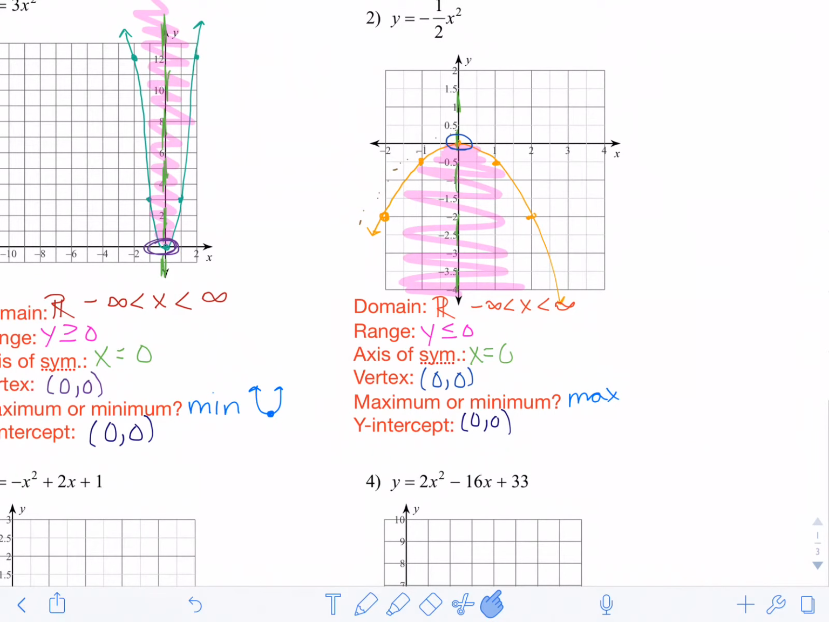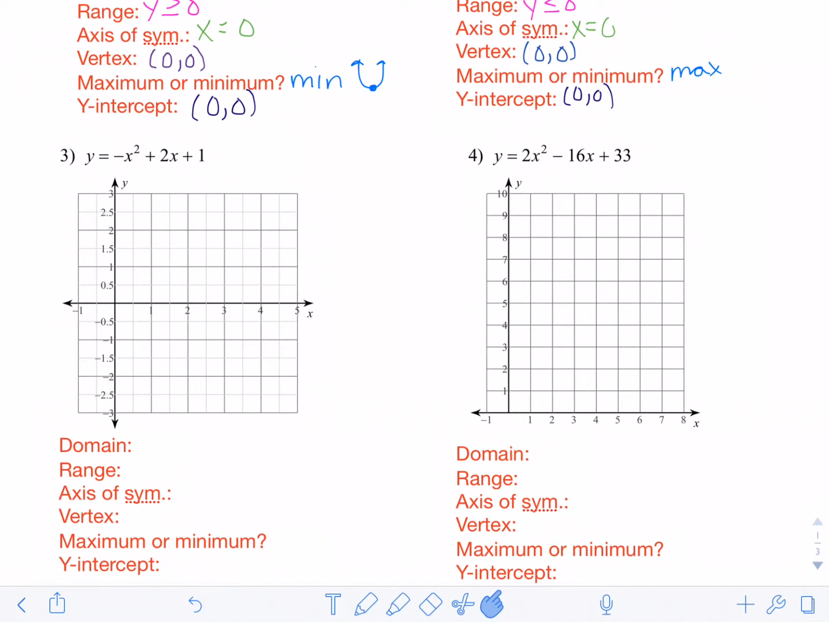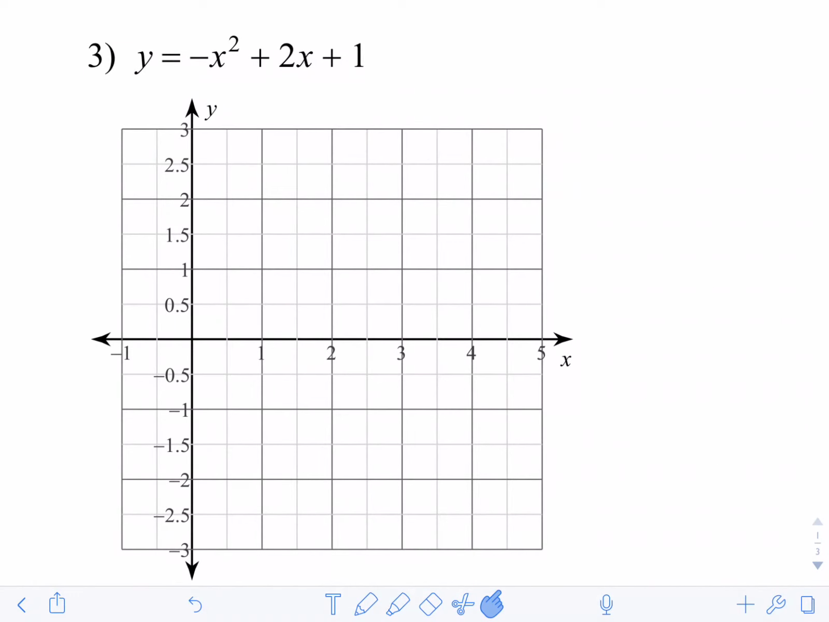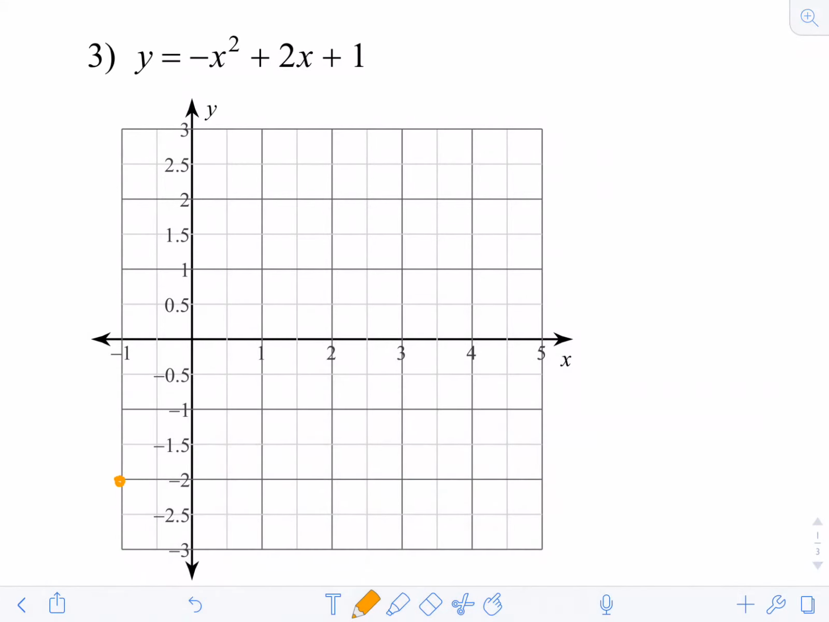All right, number 3. We're going to go ahead and plug this in. I have y equals negative x squared plus 2x plus 1. We'll look at my table, and we're going to start at negative 1. Negative 1 is at negative 2. So negative 1, negative 2. 0 is at positive 1. 1 is, hang on, let's pause this real quick.